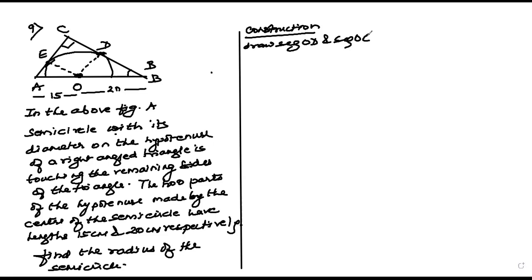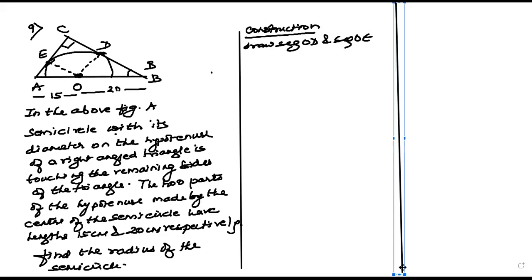Now you want to find this radius, children. You want to find the radius of the circle. That means you want to find the length of OD or OE, okay? Now how can I get it? If you take the radius of the circle as R, then OE equals OD equals R. You want to find R. Got it?